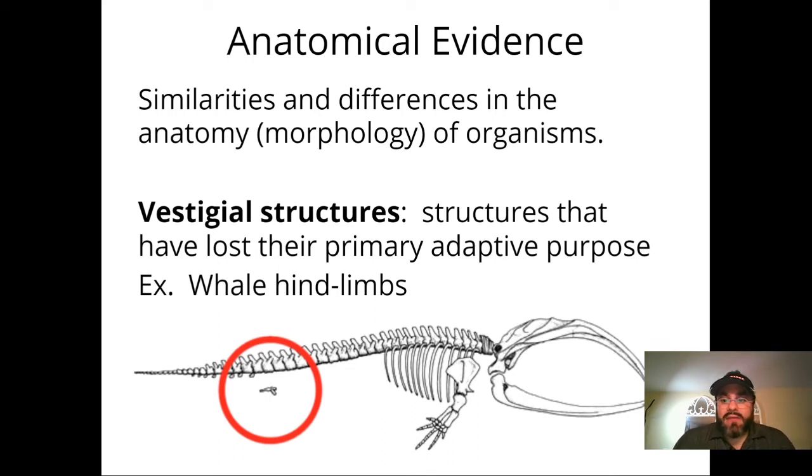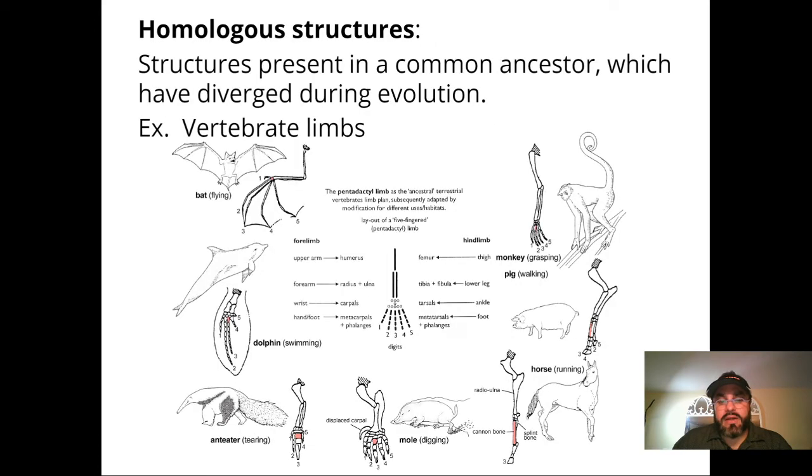Even in humans, we have things like our third eyelid, our pharyngeal slits, our appendix, our wisdom teeth. These are structures that no longer serve the same purpose that we believe they served in the past.